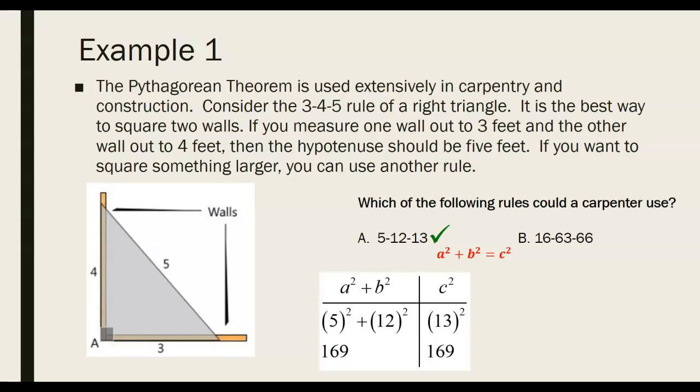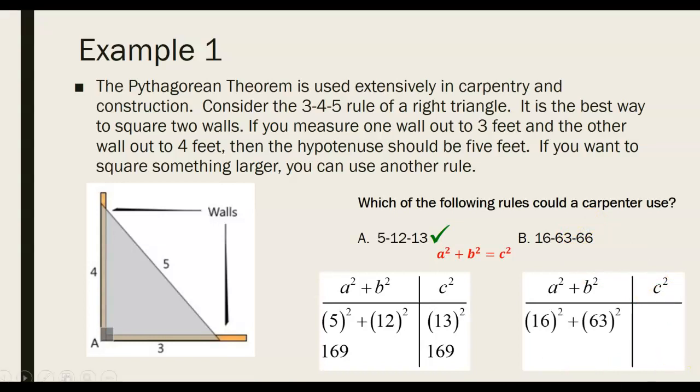Now let's check for 16, 63, and 66. I'm going to do the same basic process, set up my t-chart, plug my numbers in, making sure that my 66 is my c. So does 16 squared plus 63 squared equal 66 squared? And it turns out that we do not have a balance. These are not equal to each other. So 16, 63, 66 is not a rule that a carpenter can use to check to see if there's a right angle. So that's one of the types of problems that we might see.